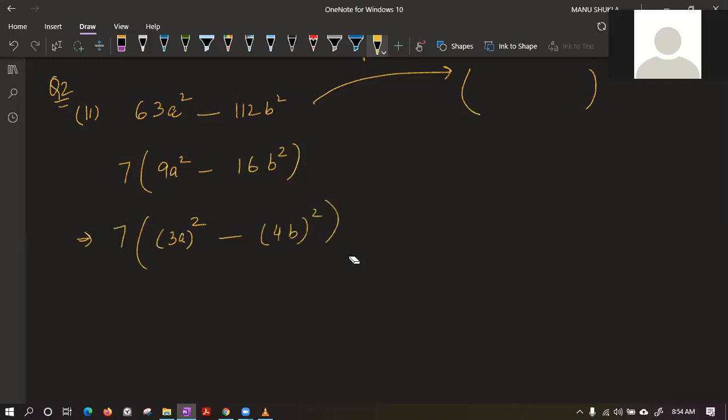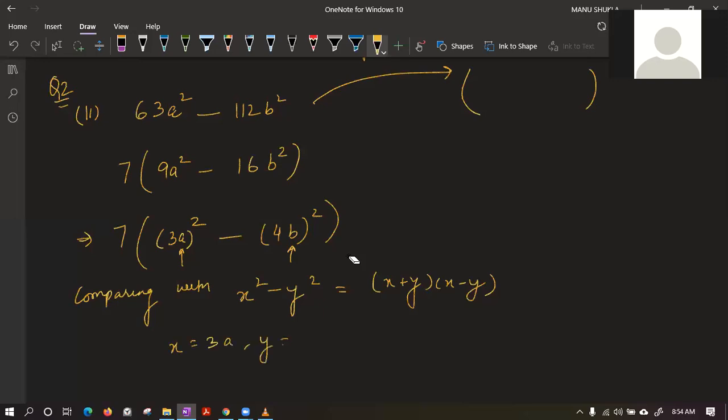And now we can compare it with, tell me, what should I compare with? X or Y or A or B? As the question contains variable A and B, I advise you to compare this with x square minus y square, that is equal to x plus y, x minus y. By comparing we get x is equal to 3a and y is equal to 4b. Just put in the answer, you will get 7 as it is, then we have 3a plus 4b and 3a minus 4b.